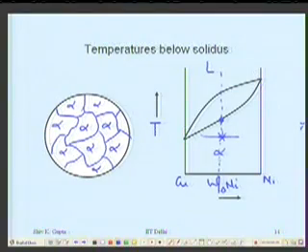So in this alloy, the solidification is not taking place at a single temperature. It is not congruent melting. Like pure copper melts at 1083, pure nickel melts at 1453, and this is congruent melting. At a single temperature it melts. But in here it solidifies over a range of temperature, starting from liquidus up to the solidus.